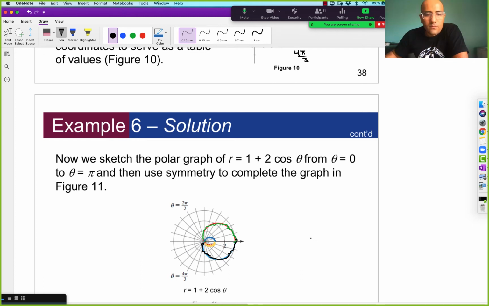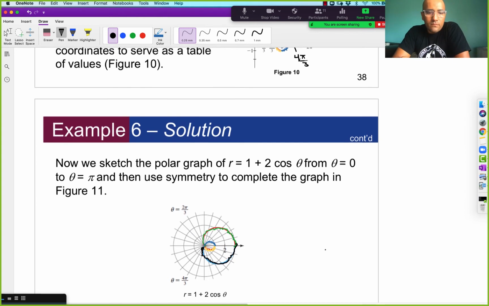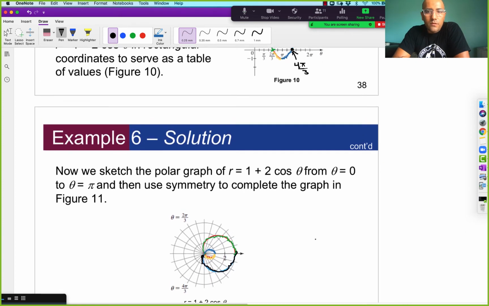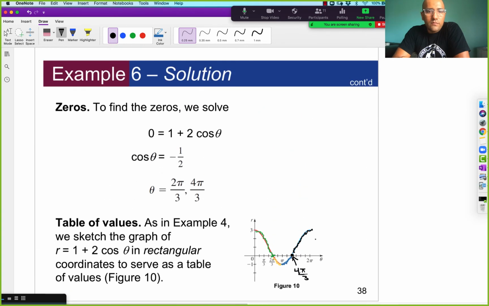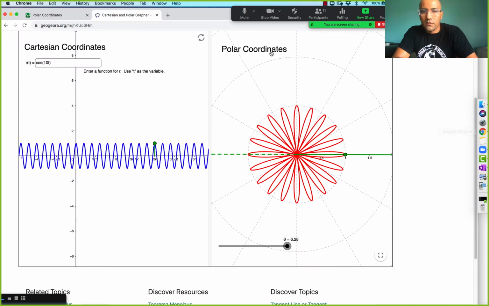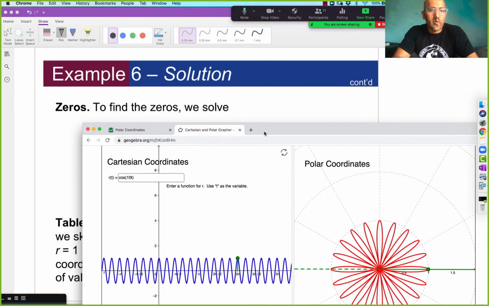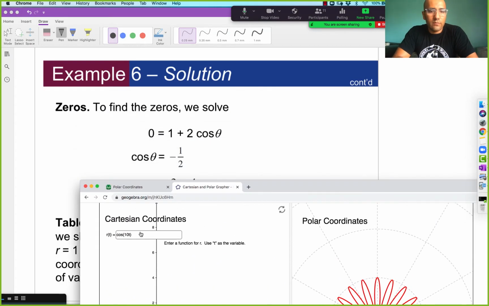Good. Questions? No. Again, technology is better. Let's try putting it into GeoGebra one more time. And this was what? 1 plus 2 cosine t.